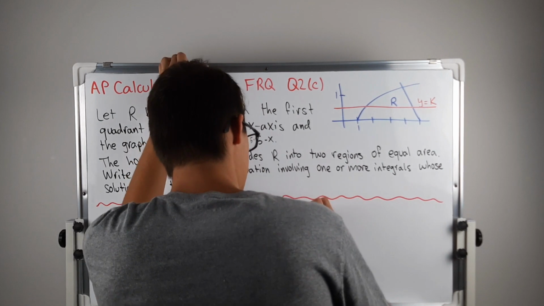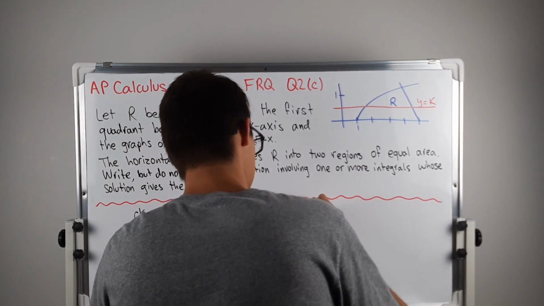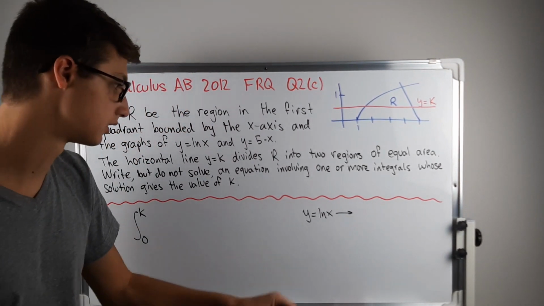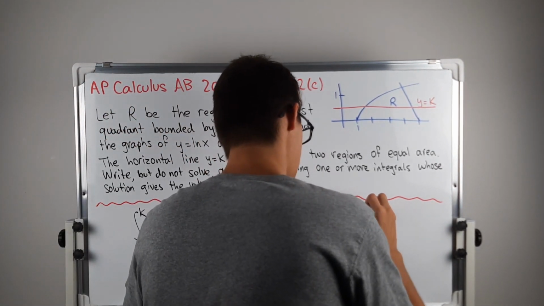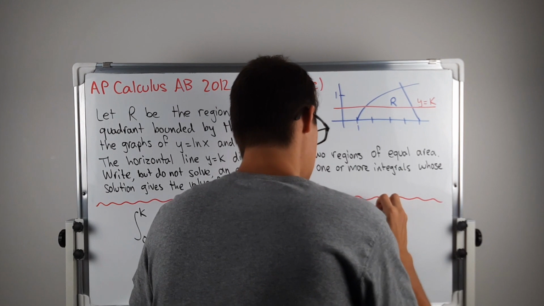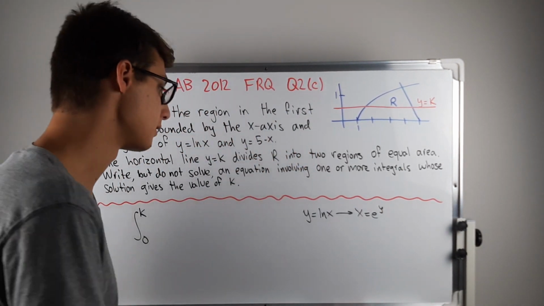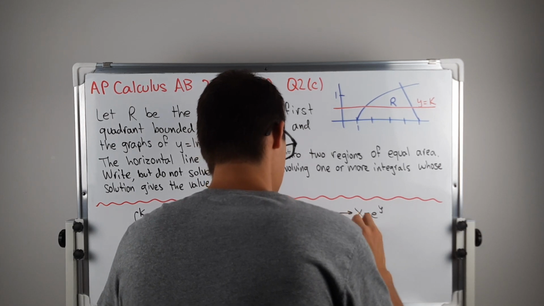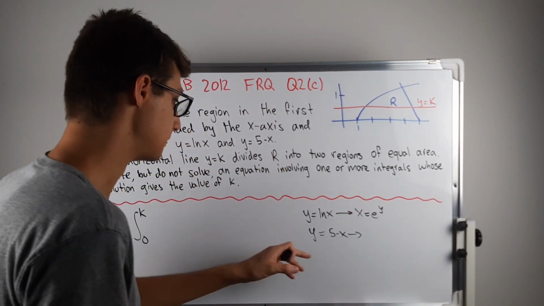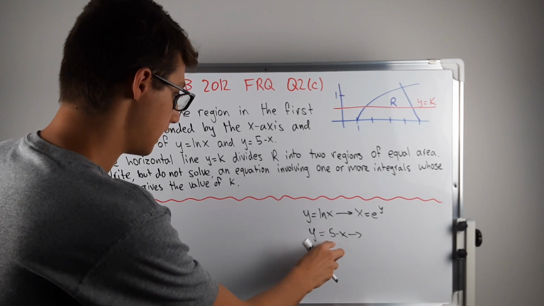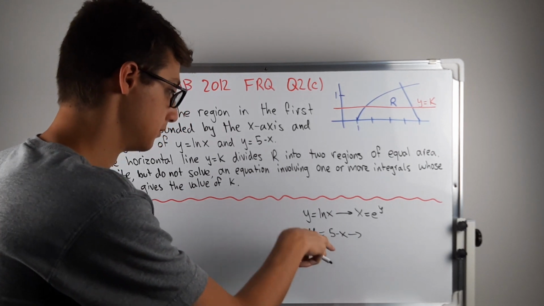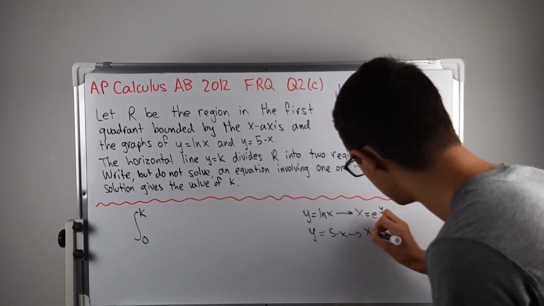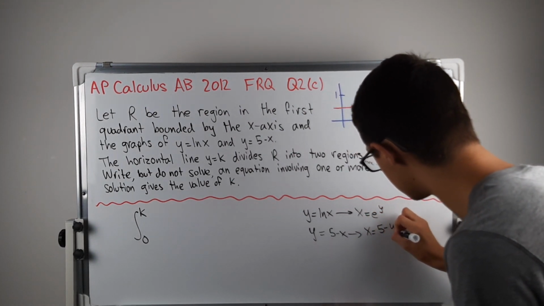So for the y equals ln x, what is that going to turn into? Well, that's going to turn into x equals e to the y. And then for the second one, y equals 5 minus x, well, that's fairly simple. We can just move everything over, and then move this 5 over and make it negative. So then we take x equals 5 minus y.